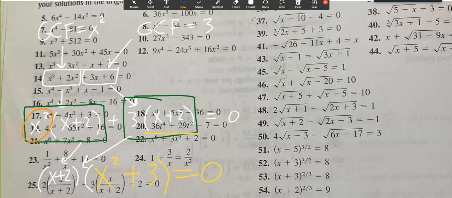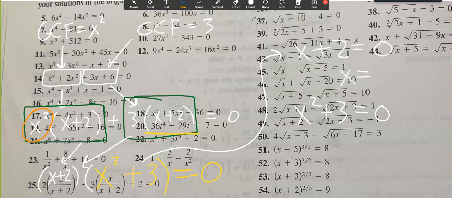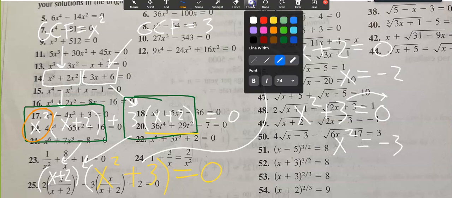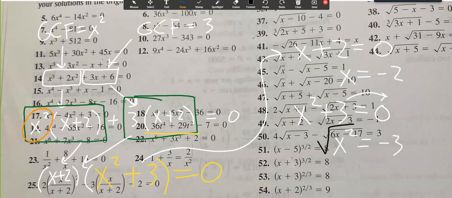Gotcha. Okay, now how do I find the answers now that I have it factored? Set the factors equal to 0, and you solve each one of them. Gotcha. Okay, so what's the first one? x equals negative 2. Okay, and then on the second one, when you subtract 3 to the other side, you get x squared equals negative 3. And then, of course, you're going to take the square root of both sides. So what do you end up with?